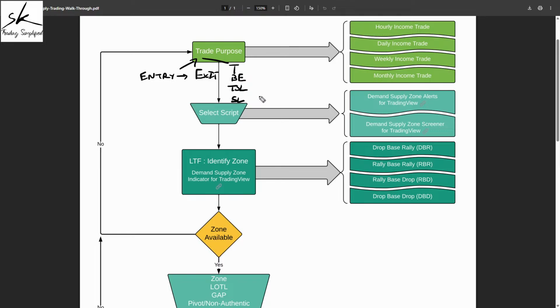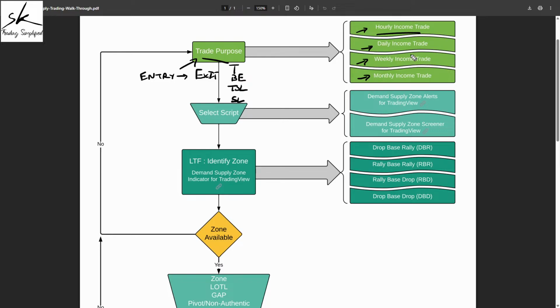To overcome this challenge, we do not start by randomly selecting any time frame. We go with a very logical approach: the longer I want the duration of the trade, the bigger the time frame I should be using for my analysis. Similarly, the smaller I want the duration of the trade, the smaller the time frame I should be using. So I have divided these trades into 4 different purposes, and we call them hourly income, daily income, weekly income, and monthly income.